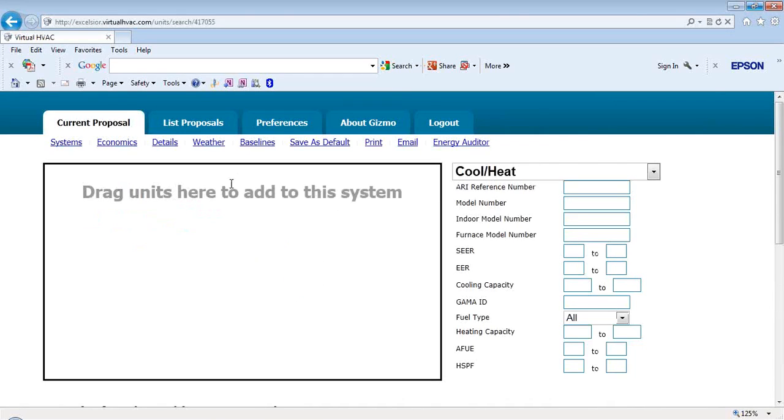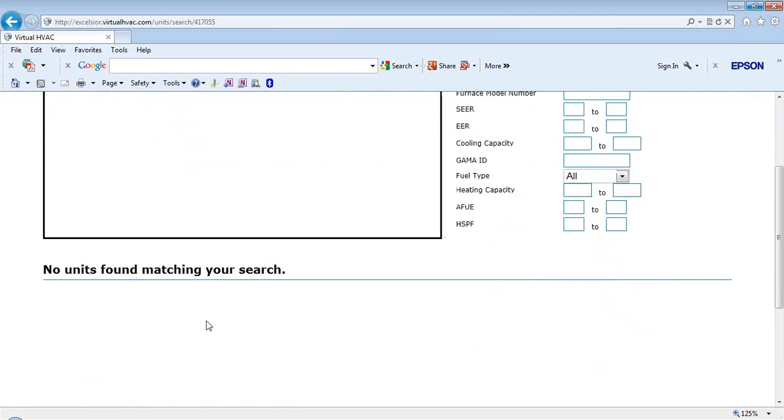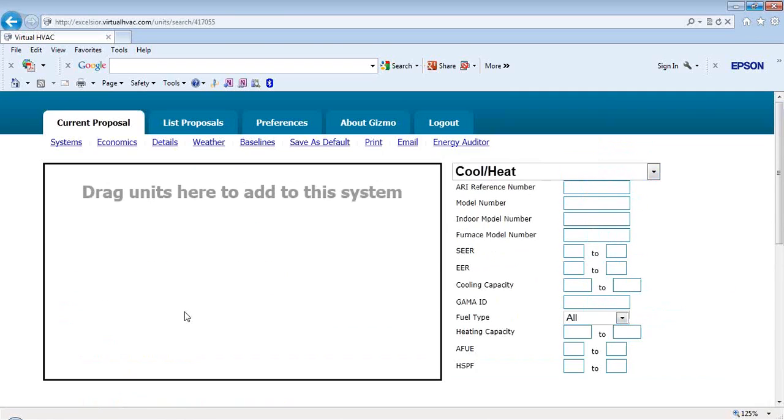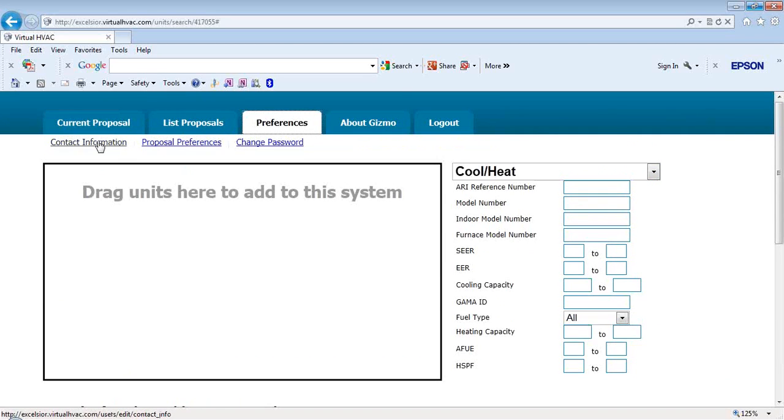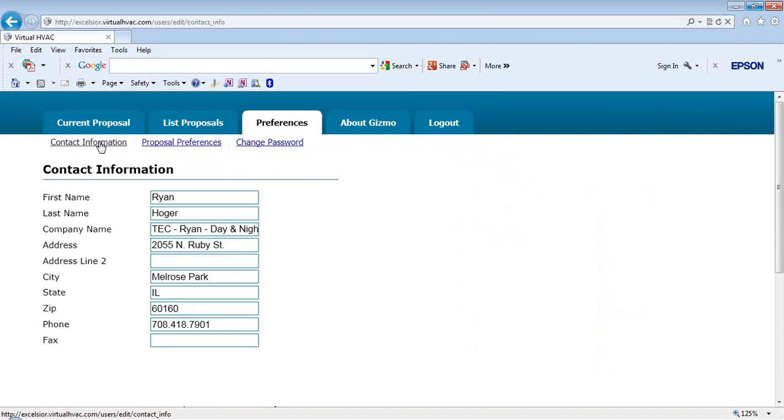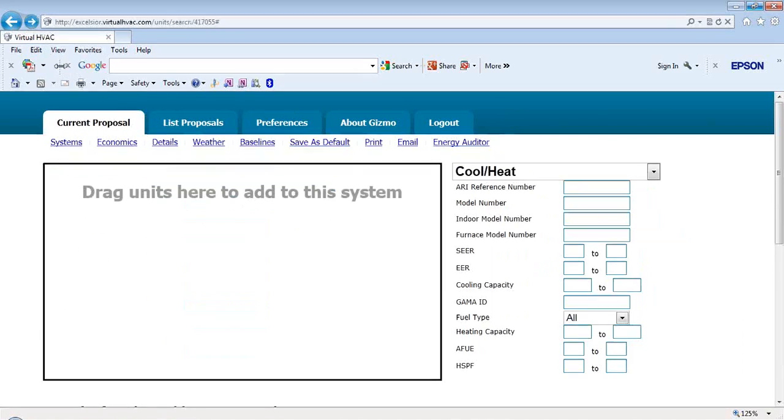This right here is the remnants of the old proposal tool. We're no longer using that. In fact, if we look down here, there's not even any data available in there, and this is going to go away off the website fairly soon. There are some preferences and things that you can change in here. So under preferences, you can go in and change your contact information, stuff like that, so later on it shows up on your reports correctly, which obviously you would want it to do.